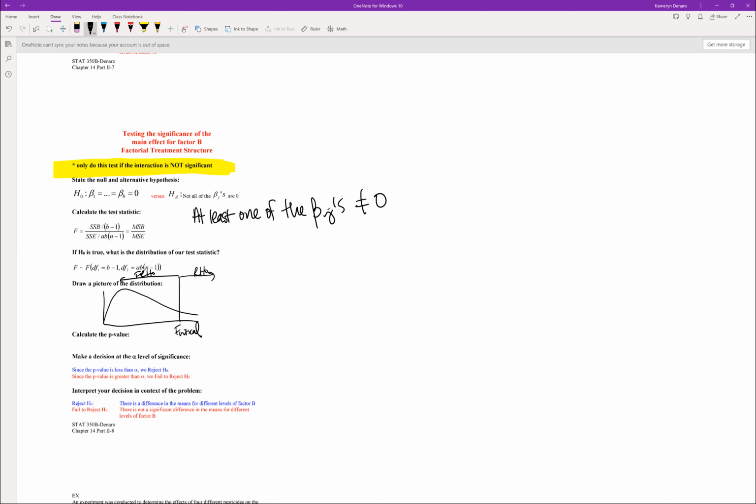Whereas if we fail to reject H0, we're really saying there's not a significant difference in the means for the different levels of factor B. So overall, we are doing an F test, right? But the way we're doing this is first by testing the interaction. If the interaction term is significant, you stop. If the interaction term is not significant, well, then we probably don't want that in the model. And then we just say, is there an effect of factor B? Is there an effect of factor A?